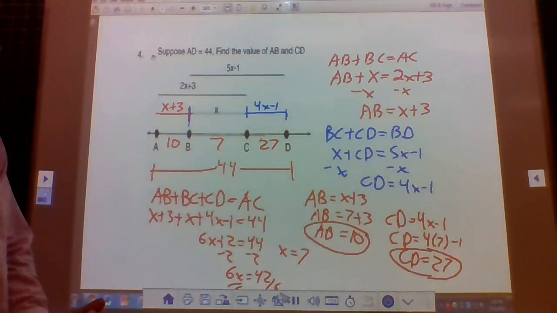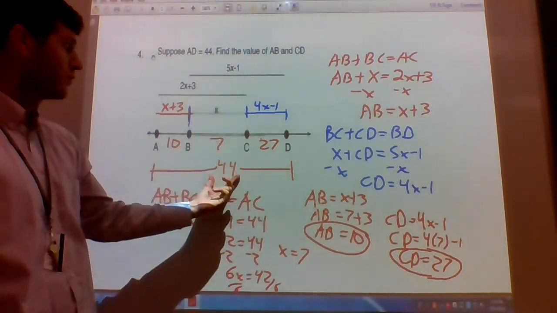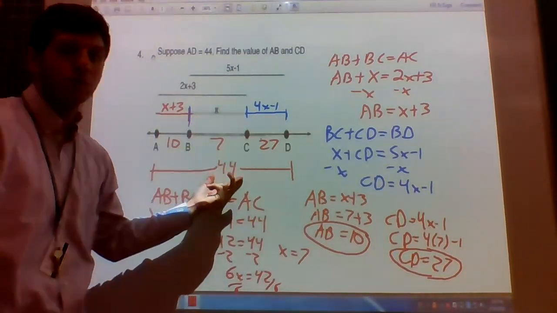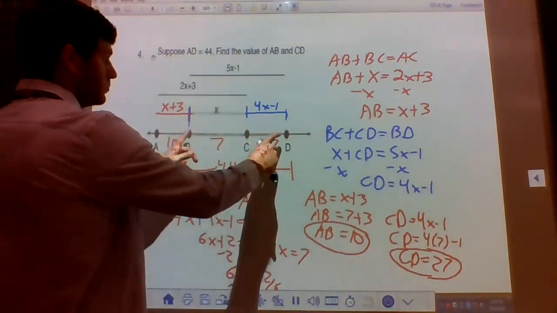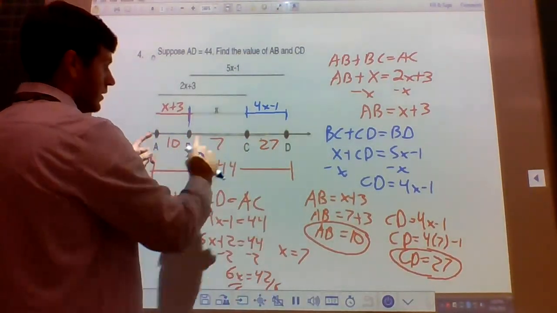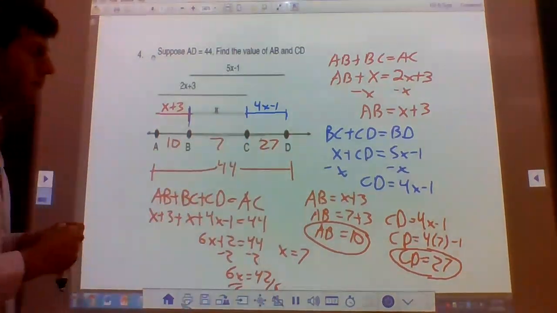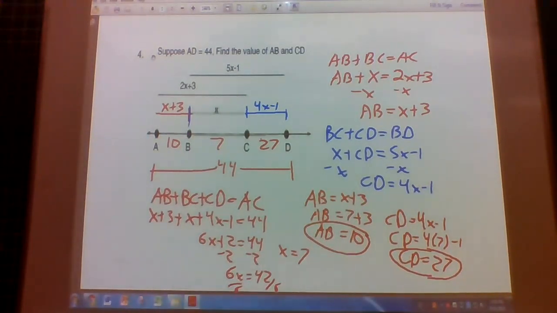There we go. Okay, the other thing you could have done is x plus 3 plus 5x minus 1 equals 44, or 2x plus 3 plus 4x minus 1 equals 44. Those equations would have worked as well. Right? AB plus BD is going to be AD, and AC plus CD is going to be AD as well. All right, so that's all the segment addition stuff and segment bisectors, midpoints, and all that.